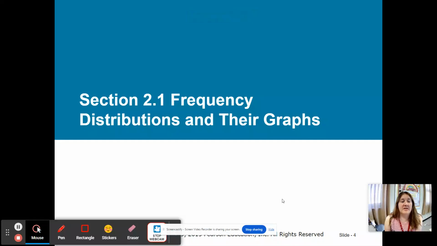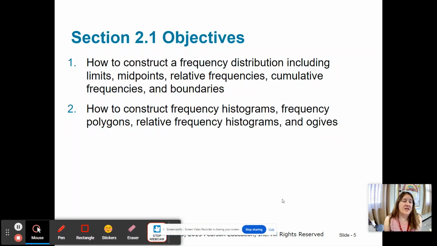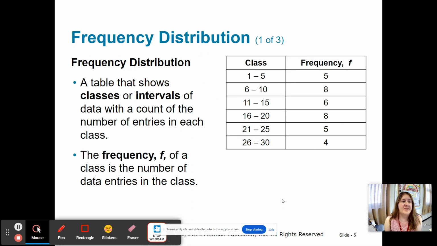Section 2.1, frequency distributions and their graphs. Please pause the video to write down the objectives as essential questions. How do we construct a frequency distribution?